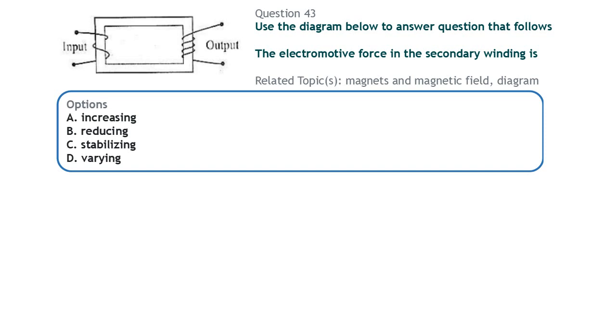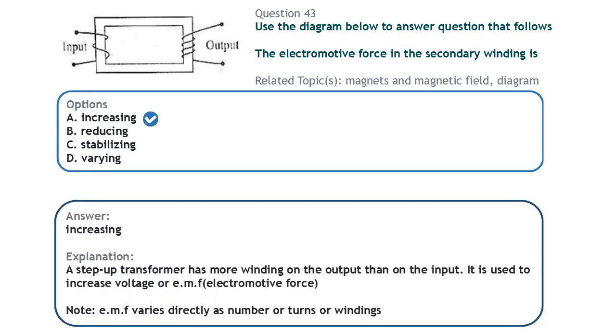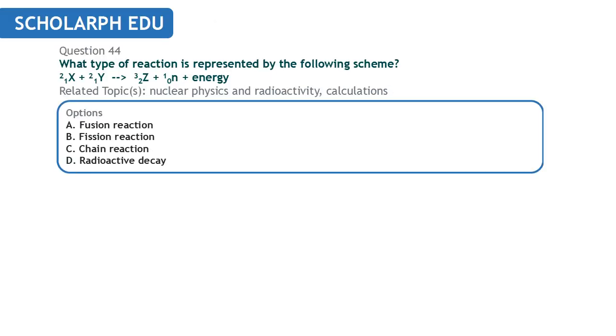now the electromotive force in a transformer, the EMF, varies directly as the number of turns or windings. And as you can see in this secondary, the turns are increasing, so it is increasing. So the electromotive force in the secondary winding here is increasing. Alright, nuclear physics. What type of reaction is represented by the following scheme?